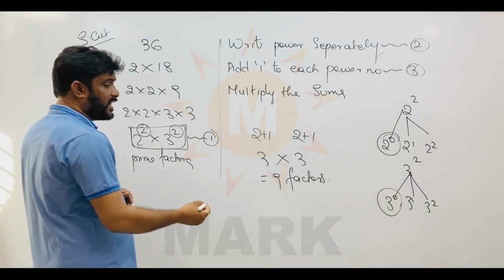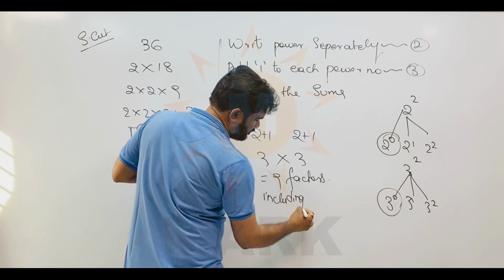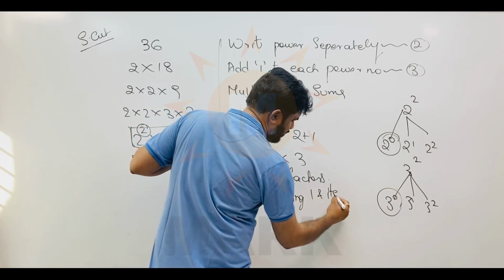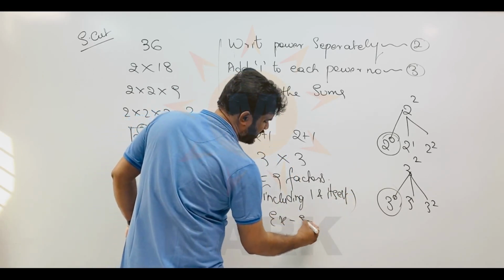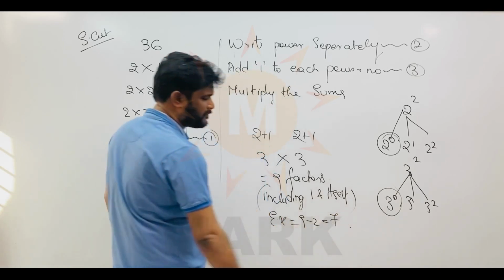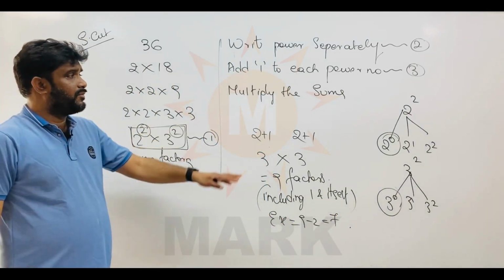Friends, what are these 9 factors? These 9 factors we got including 1 and itself. So this method will directly give including 1 and itself. If somebody is asking excluding, you will say 9 minus 2 is equal to 7.